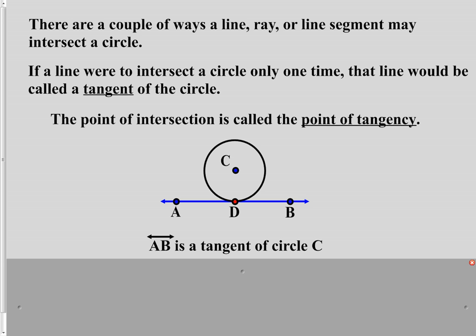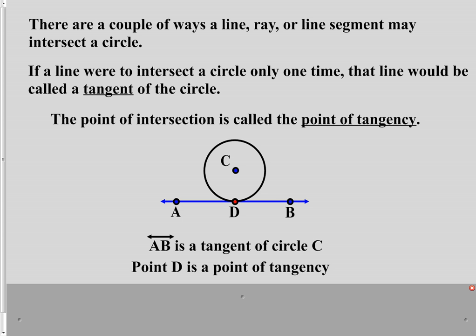Anyway, a statement of tangents here, or of this diagram here, is line AB is a tangent of circle C. Okay, and we would say that is a tangent of circle C because it does make contact with the circle only once on the way by. And another statement could be made saying point D is a point of tangency.